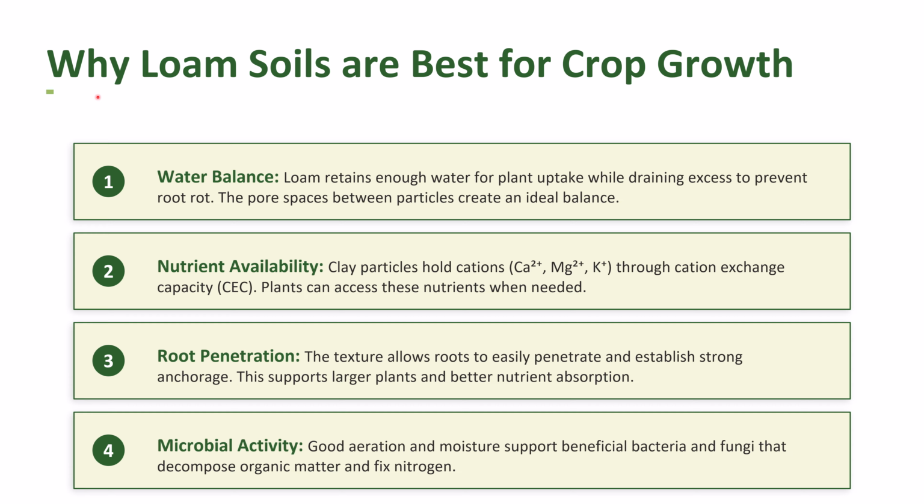Now we know what loam is. Let's look at the four scientific reasons why it is the best choice for farmers. Number one, water balance. It's all about the Goldilocks zone. Loam holds enough water for plant uptake while draining excess to prevent root rot. The pore spaces between particles create an ideal balance.